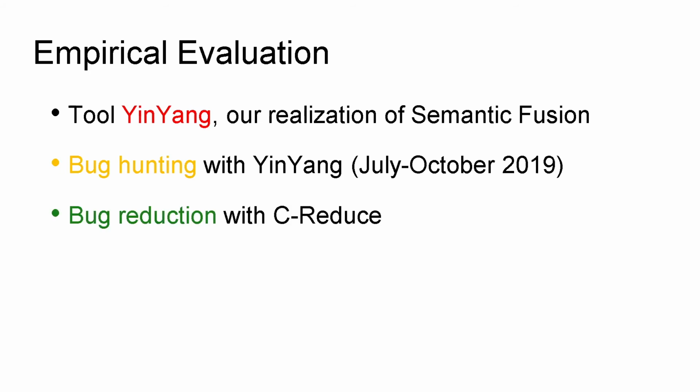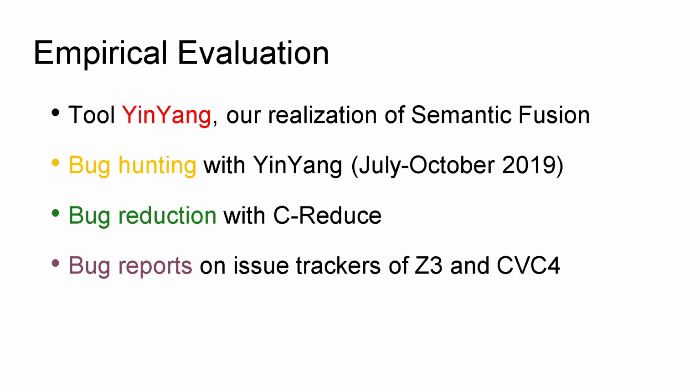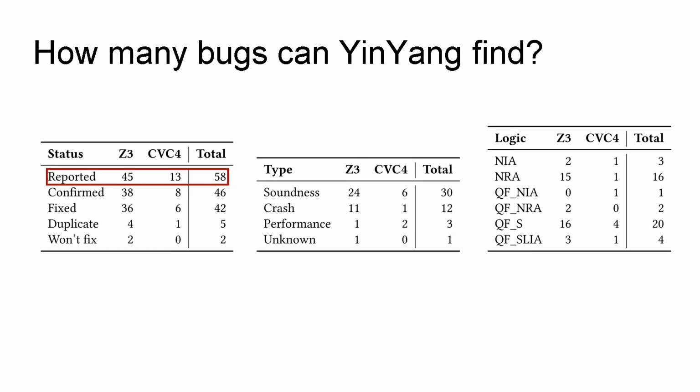Once we found a bug, we reduced it with the C-code reduction tool C-Reduce and reported the reduced cases on the respective issue trackers of Z3 and CVC4. Let us have a look at the results. In total, we reported 58 bugs, 45 in Z3 and 13 in CVC4. Out of these, 46 were confirmed and 42 got fixed by the developers. At this point, we would really like to thank the Z3 and CVC4 developers for their incredible support in addressing our issues and in fixing our bugs.